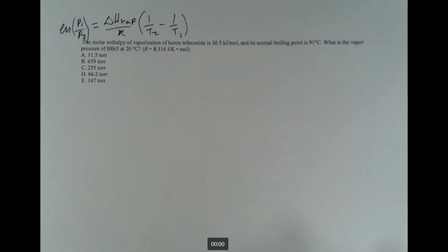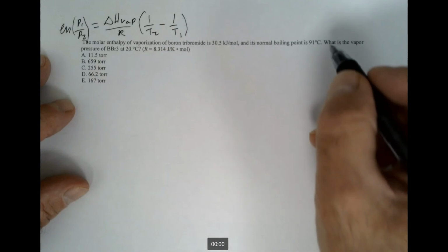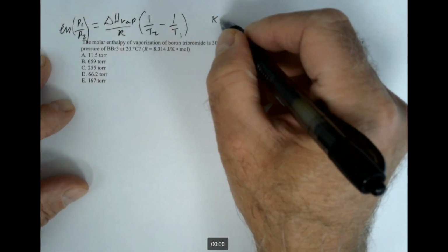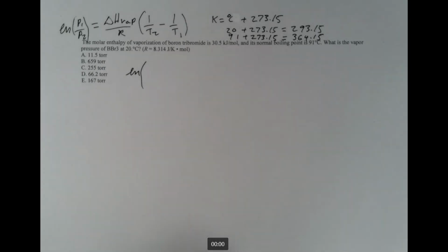Here's a typical problem to use the Clausius-Clapeyron equation. Now, before we're able to use this equation, temperatures are in Kelvin. All right, so now we're ready to solve this problem. The molar enthalpy of vaporization of boron tribromide is 30.5 kilojoules per mole, and its normal boiling point is 91 degrees Celsius. What is the vapor pressure of boron tribromide at 20 degrees Celsius?